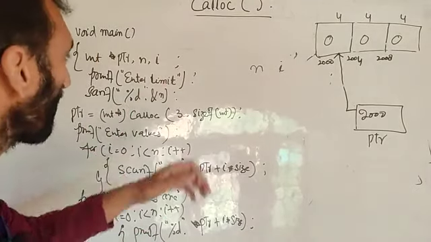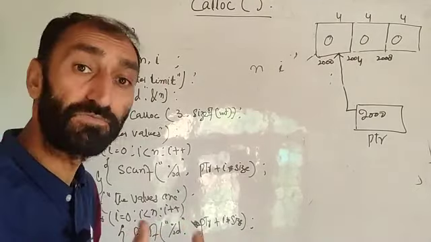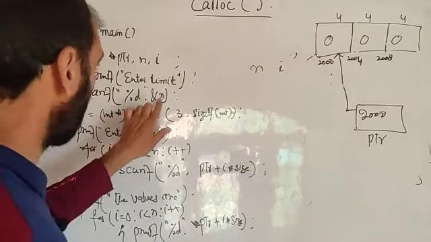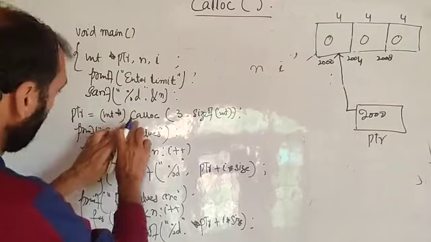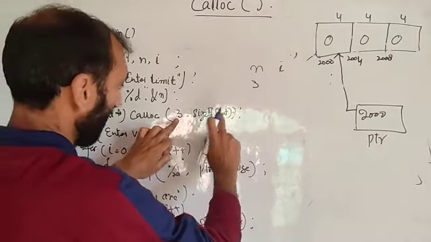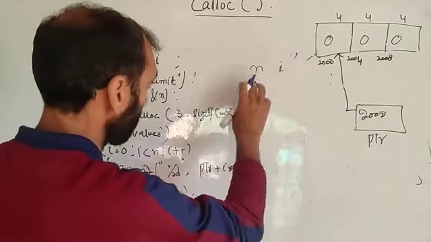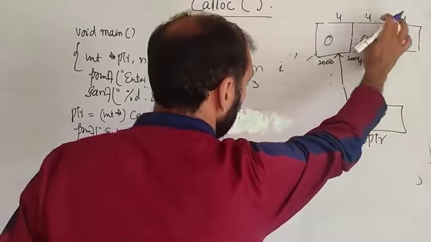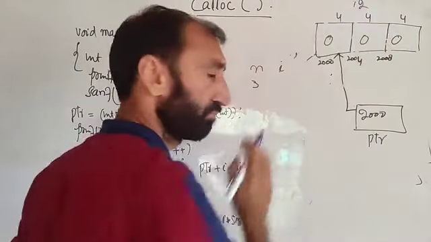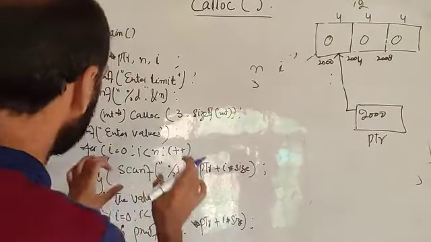printf enter limit, that means how many blocks I want for my program. Here, by using this calloc function, I have requested 3 blocks. And sizeof int is 4, that means 3 into 4, a total of 12 bytes of memory will be allocated. Each block of 4 bytes will be allocated by this.